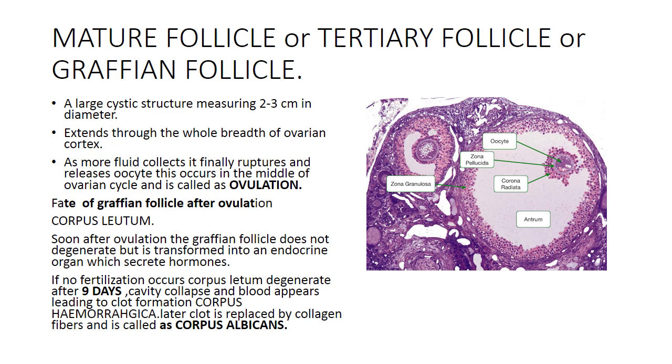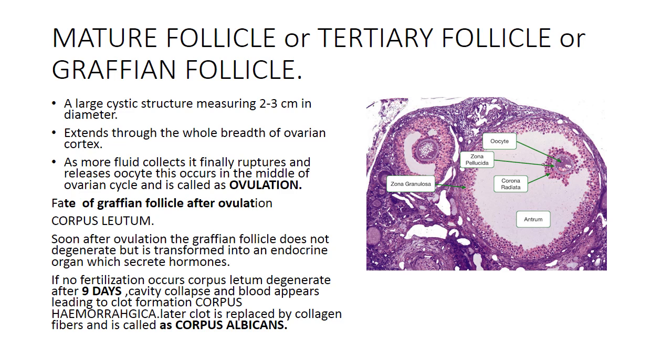And later on, as more and more fluid collects, it pushes the oocyte towards the periphery, and then the process of ovulation occurs, that is the release of the ovum, which is then taken up by the fallopian tube. Now, what will be the fate of the Graafian follicle after ovulation? When the ovum leaves, this whole area is called the corpus luteum. The Graafian follicle does not degenerate soon after ovulation, but it is transformed into an endocrine organ which secretes hormones.